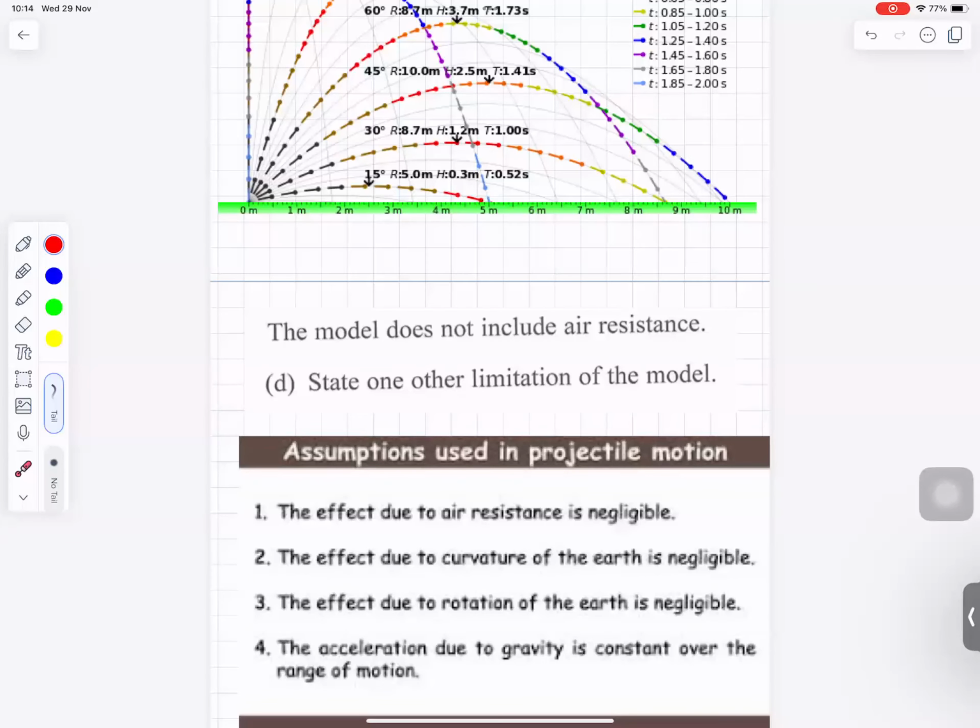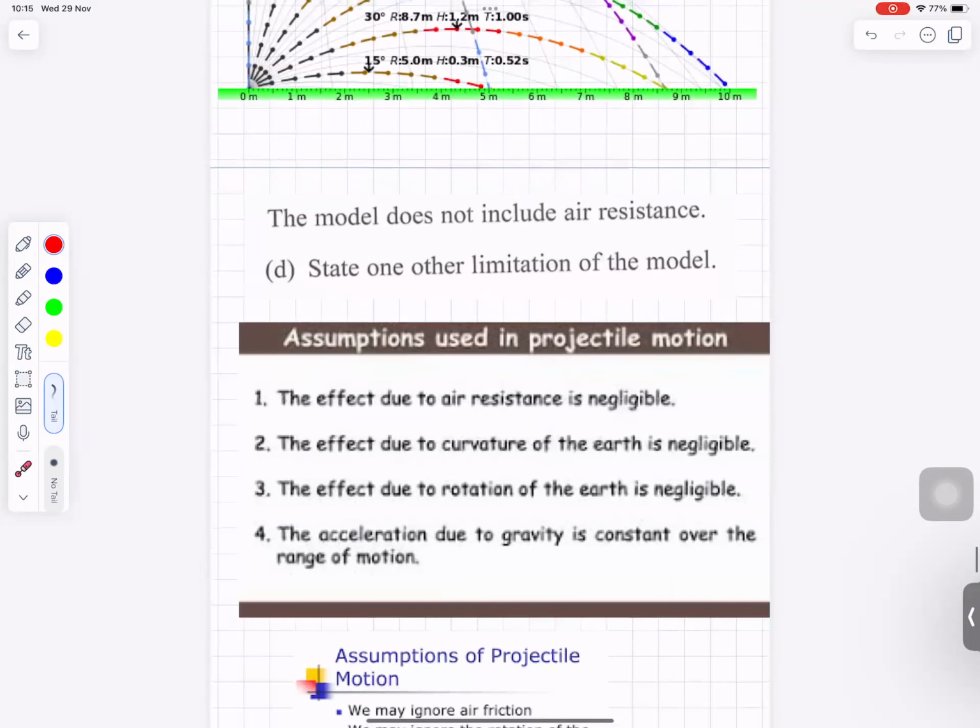The model does not include air resistance. Normally, air resistance is a standard, but they've taken this out. So they want you to think of another reason. State one other limitation of the model. So you have to think of something else. So you think of all the assumptions they use for projectile motion. The effect due to air resistance, they've given that in the question. We don't want that in our answer. We want to choose something else.